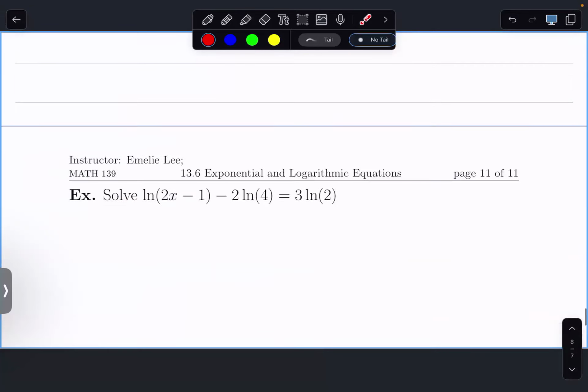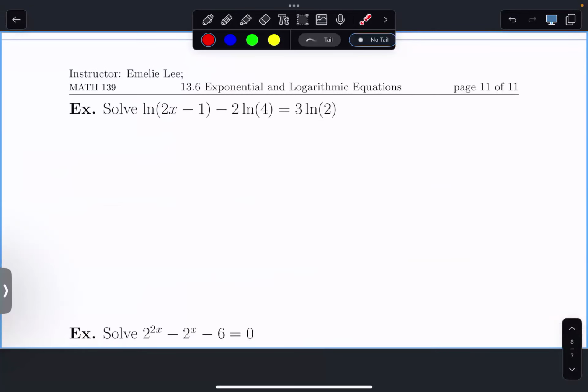Once you have your solutions, you can always plug them back into the original equation and make sure that they work. But let's do our last page here. What if we have to solve the natural log of 2x minus 1 minus 2 times the natural log of 4, which is just a number, which is 3 times the natural log of 2, which again is just a number.